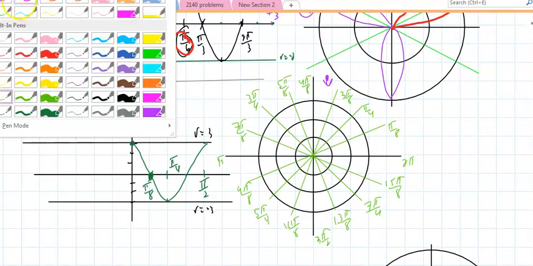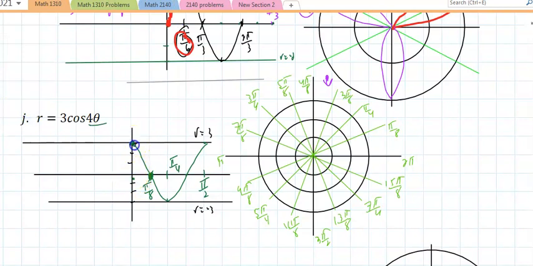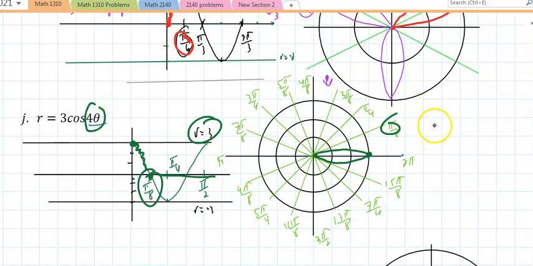What do I need? All I need is one of those. Let's say I start this graph at 0. I am at 3. Right there. It decreases. By the time I reach pi over 8, I am at 0. Done. I'm done with the whole graph. The bottom half is identical. How many leaves are there? If this is even, this is an 8-leaved graph. I should expect 8 leaves.